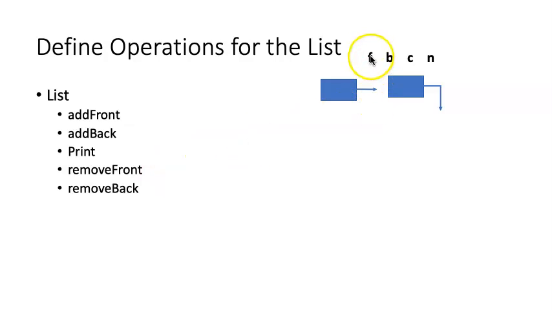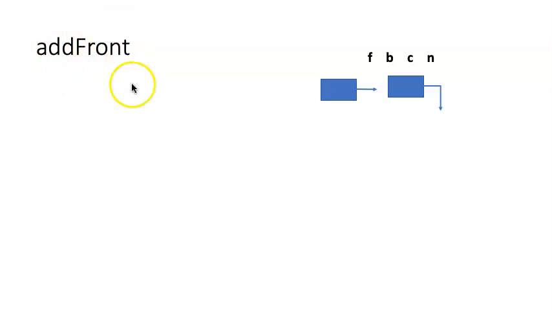So because of that, I have created some variables in here. I have front, back, I have a C and an N, which we're going to look at in a minute. And then we're going to start creating our list. Okay, so the first thing that we need to do is create the add front method. And again, for this, we're going to use these variables, and I'm going to go over this.